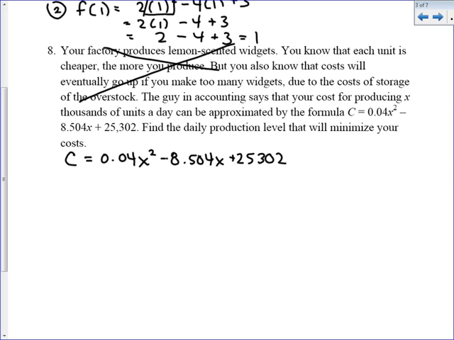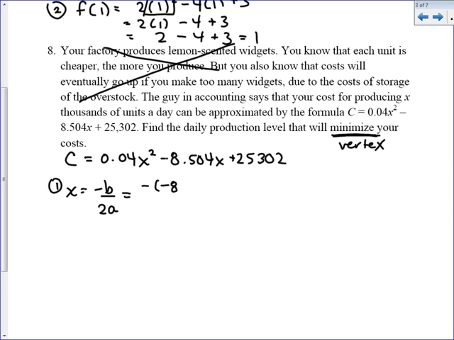So if I look at that function, how am I going to minimize my costs? What's the point called on this graph that is the minimum? The vertex. Vertex is always the max or min of a quadratic. It's quadratic, it's got our x squared. So I'm looking for the vertex. It's quadratic, I want to minimize. So we're going to do our x equals negative b over 2a, just like above.